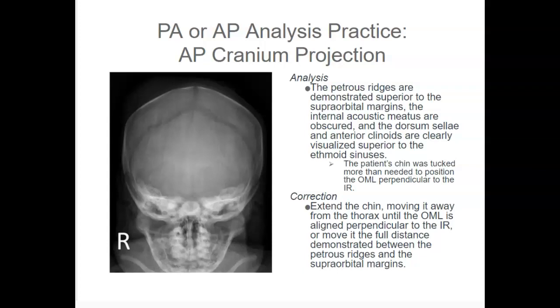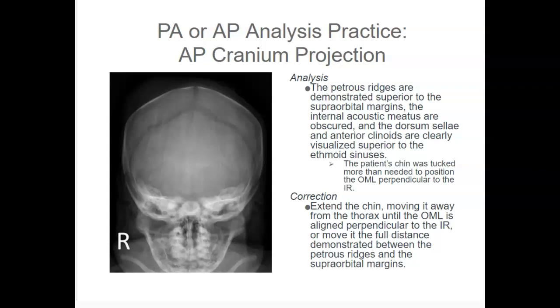So let's look at this AP projection of the cranium. Again, it's a child. Typically, you will do these on children, this AP projection. At first glance, everything is superimposed upon itself. We could collimate again, but we're here to look at anatomical misalignments. So, when looking at this, first guess, you should be able to determine that we have some excessive chin tucking here. Our petrous ridges are demonstrated superior to the supraorbital margins. The internal acoustic meatus are skewed. The dorsum sellae and anterior clinoids are clearly visualized superior to the ethmoid sinuses.